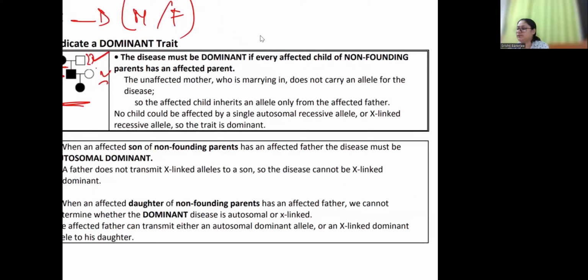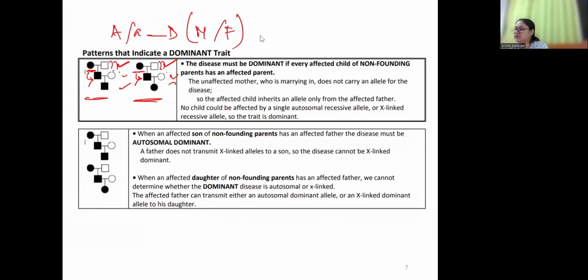So if I try to draw this, and it could be a son or a daughter, anything. So the mother was not affected. The father was affected. The mother might have a recessive allele. She was not affected means she had a recessive allele, but the father had maybe a heterozygous allele. So some way or the other, this child, be it a boy or a girl, will always be affected. Okay. So the affected child inherits some allele from the affected father.